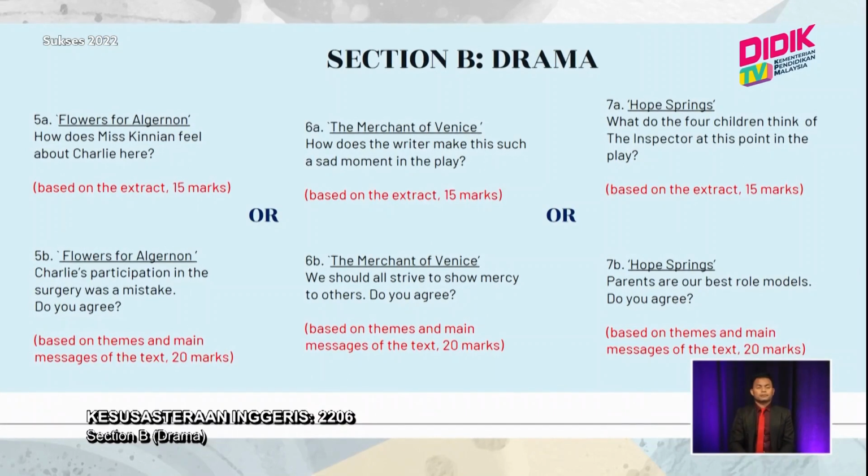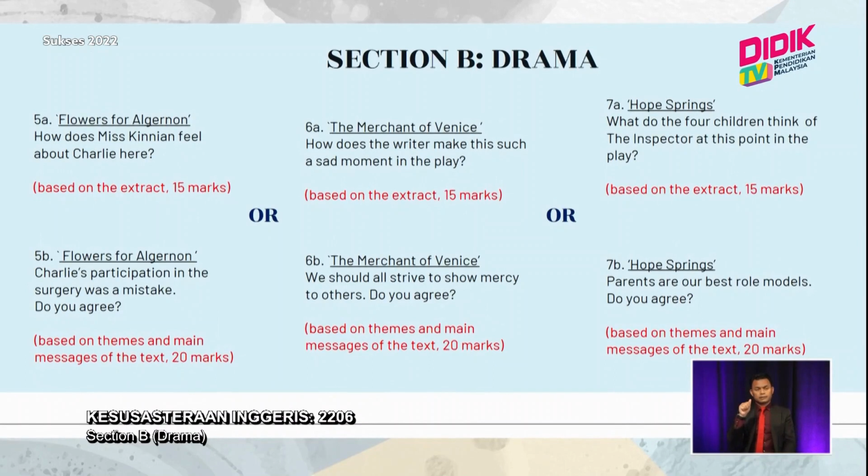Specifically the given task. For example, how does Miss Kinnian feel about Charlie here? So your focus would be on Miss Kinnian. For The Merchant of Venice, you're going to focus on how the scene or moment in the play has been made sad. What's happened? Who said what? Why is it described as a sad moment? And for Hope Springs, you would obviously mention the 4 characters, the 4 children there, and you would mention the inspector. So pretty clear with an A.